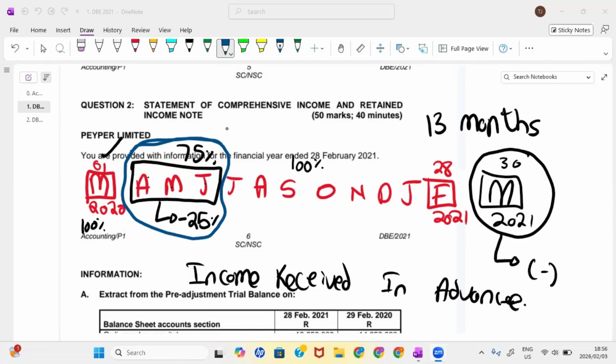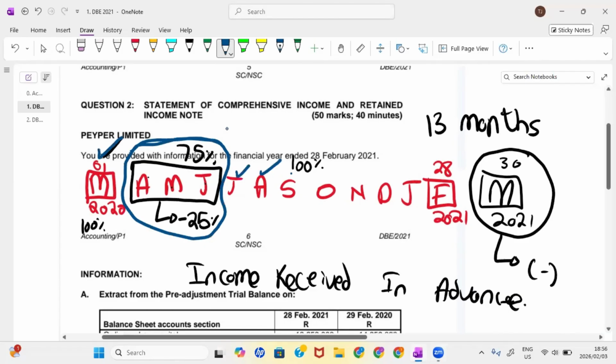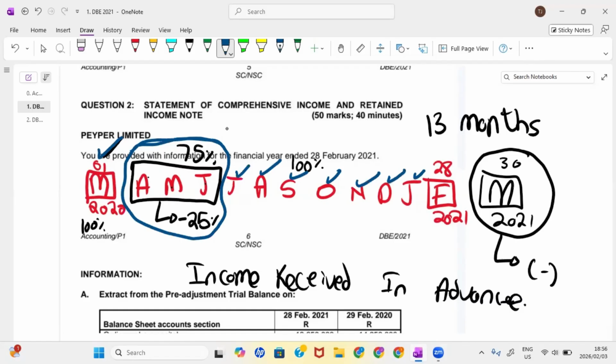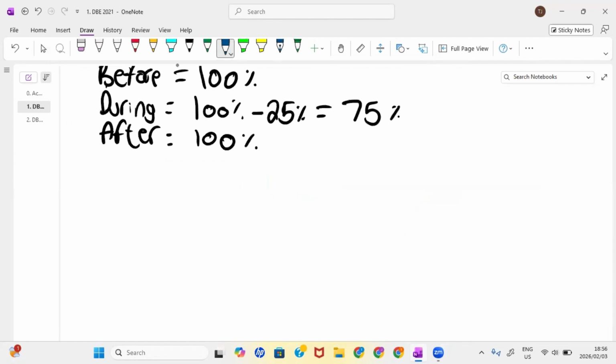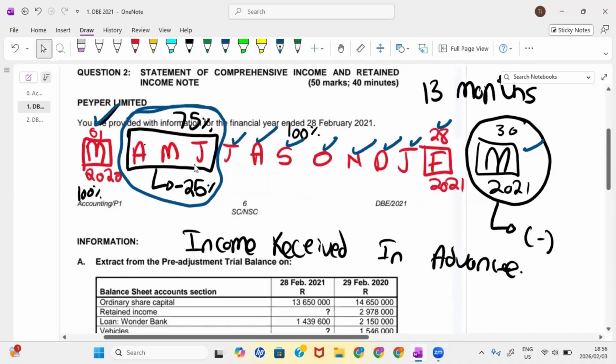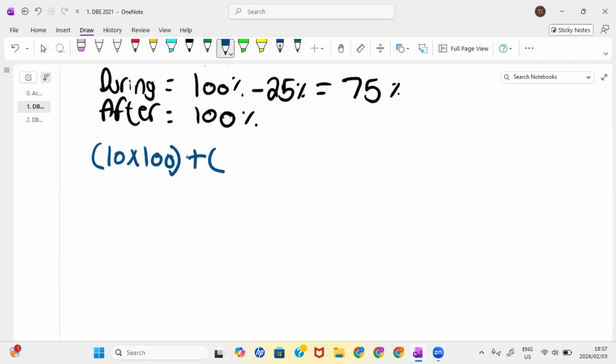Then we are back here in July: 2, 3, 4, 5, 6, 7, 8, 9. And then the extra month, which was March, and 10. So it's 10 months, as you can see. So we will say 10 multiplied by the 100%. And then we add it with the 75%. This we already know. It was told to us in the adjustment that it's for 3 months. So we will just say 75 multiplied by 3.